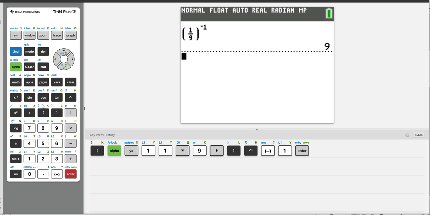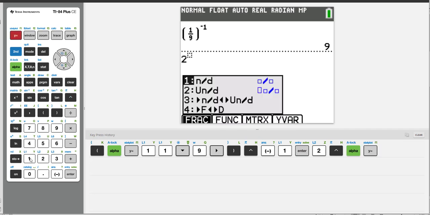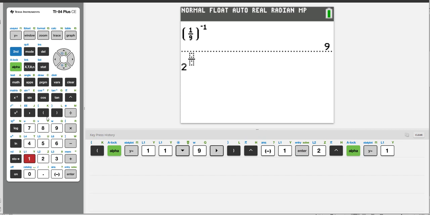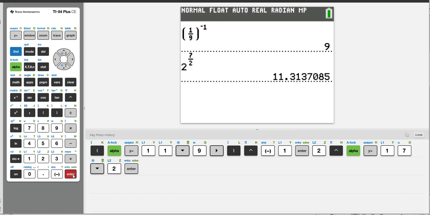On the TI-84 calculator, type in 2 and press the caret key. Press alpha y equals number 1. Press 7 and the down arrow. Type in 2, press enter. This gives an answer of 11.3137085.